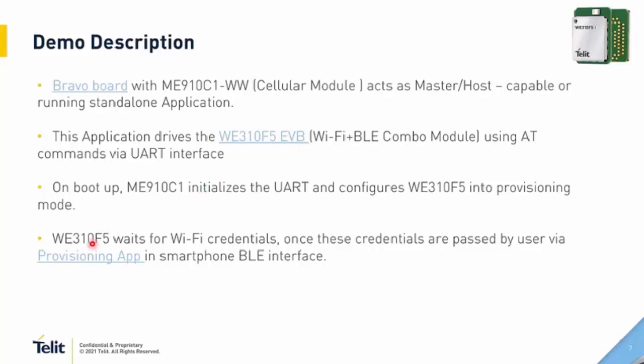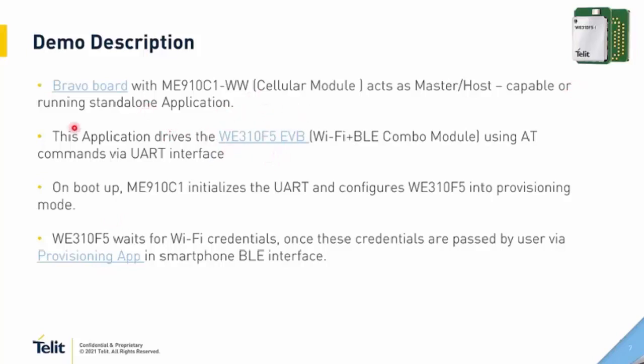So that a mobile app, a smartphone application running on iOS, can connect to this Wi-Fi module using a BLE interface and upload the Wi-Fi credentials of the home network or office network. The module will use those credentials and try to connect. If it successfully connects, it feeds back to the provisioning app, and then reboots, and it will connect to the network.